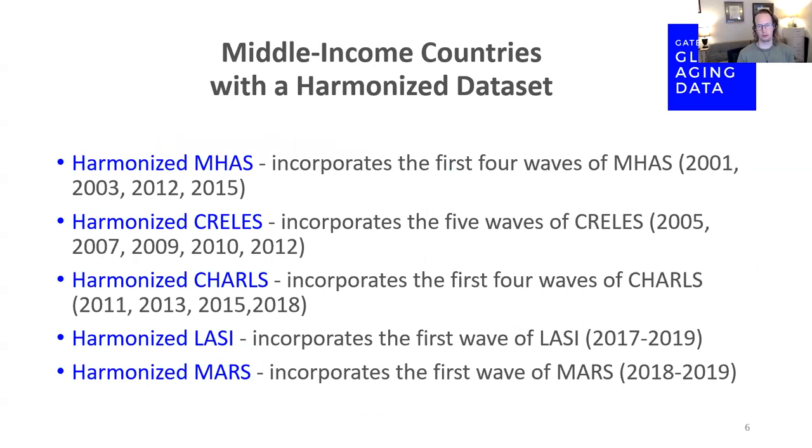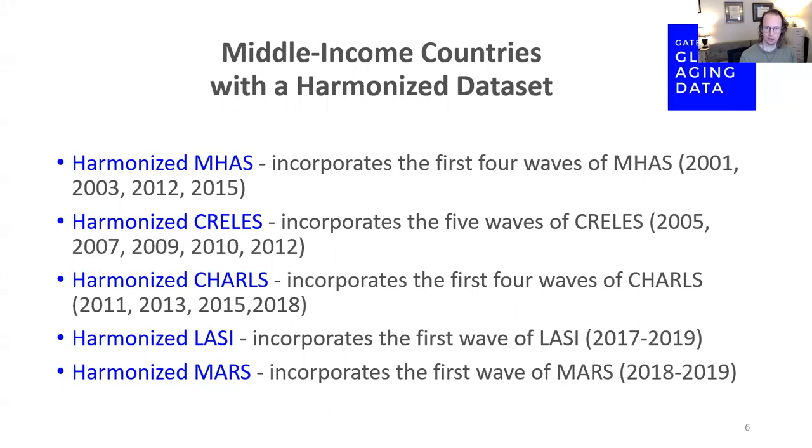Not all of those has the Gateway developed harmonized data sets for. So there are harmonized data sets for 5 of those countries. So those include the harmonized MHAS for Mexico, the harmonized CHARLS for Costa Rica, the harmonized CHARLS for China, the harmonized LASI for India, and the harmonized MARS for Malaysia.